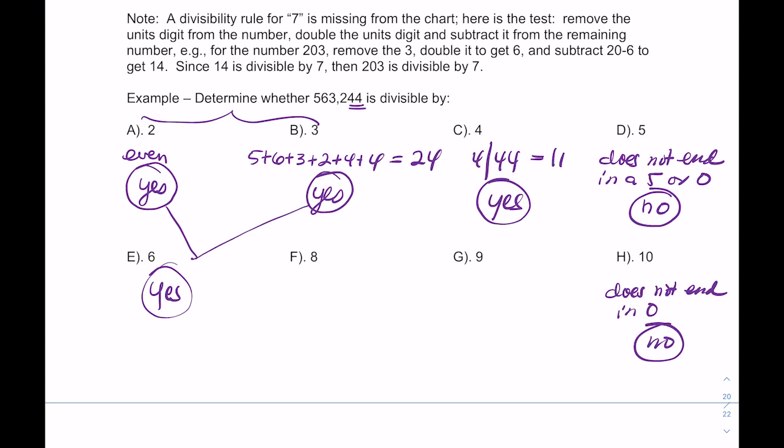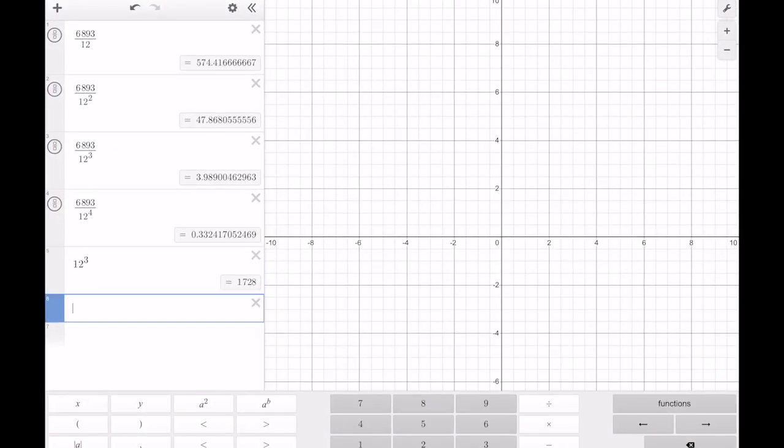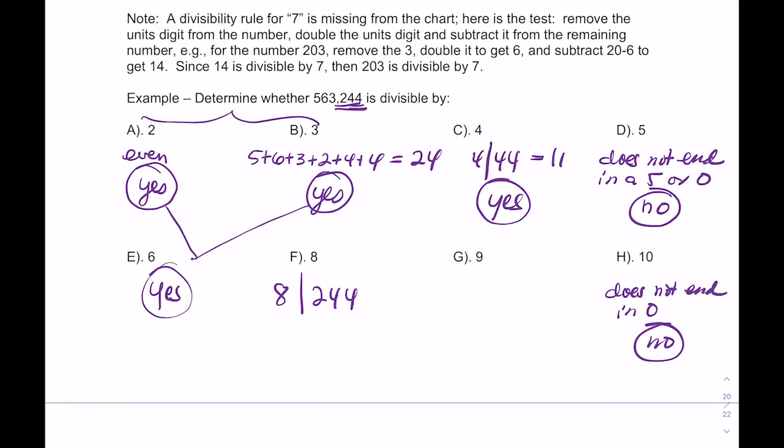Is it divisible by 8? So you want to look at the last 3 digits now, so 244, and can 8 divide into 244 perfectly? If you're not sure, you can try 244 divided by 8, and you get 30.5, so it does not divide evenly. 244 is not divisible by 8, so therefore, I'm going to put a little slash through there. No, that number is not divisible by 8.